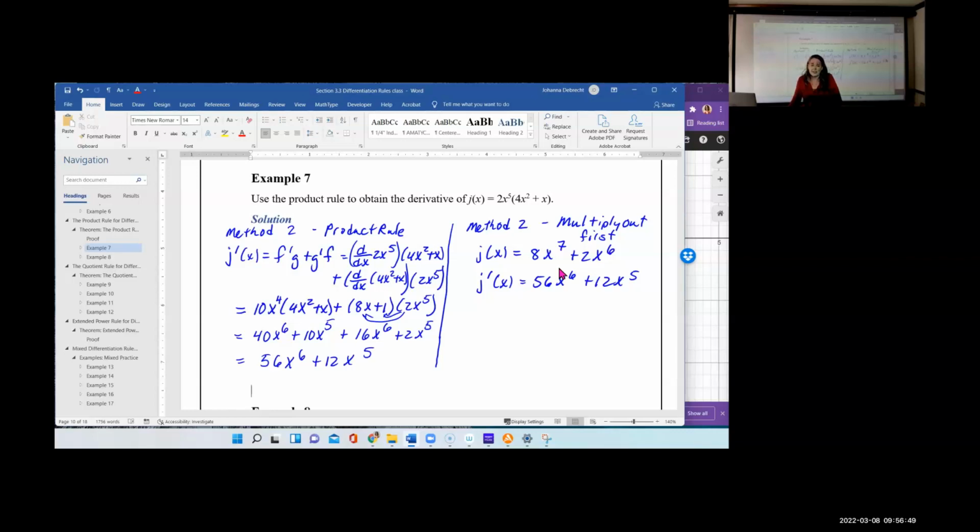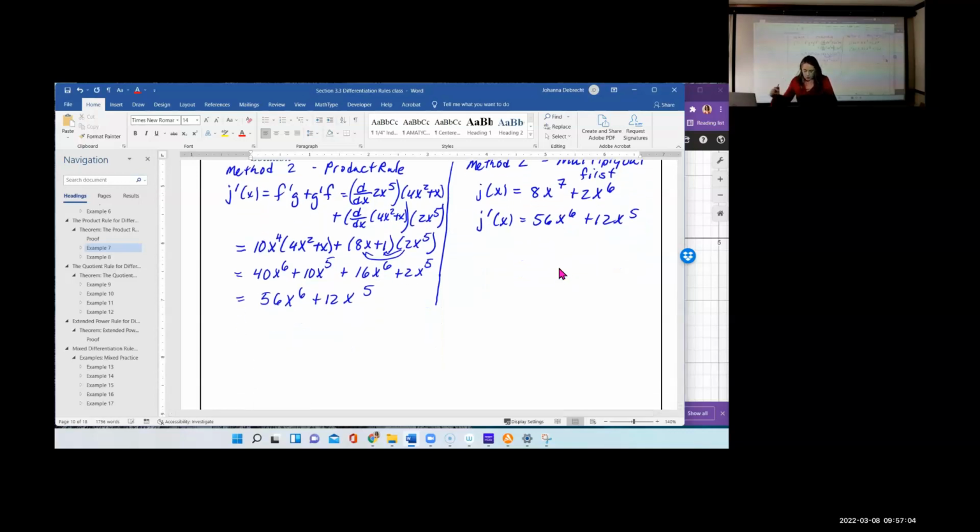Now, which one was faster, shorter, and easier? Method 2. So if method 2 is shorter, faster, and easier, why do we even bother with the product rule? A couple of reasons. What if your function h of x was equal to 2x plus 1 to the 5th power times 3x plus 2 to the 3rd power?